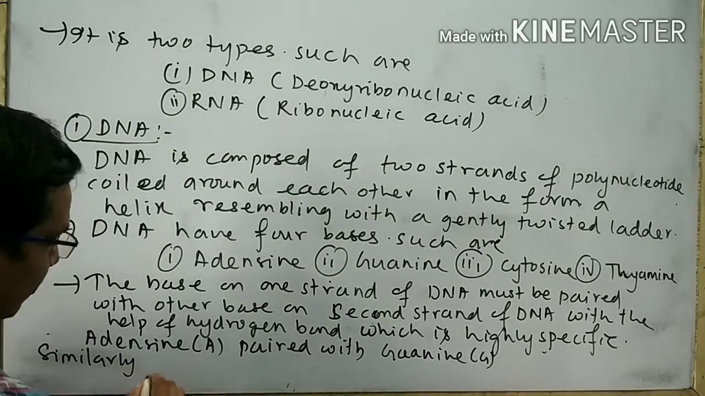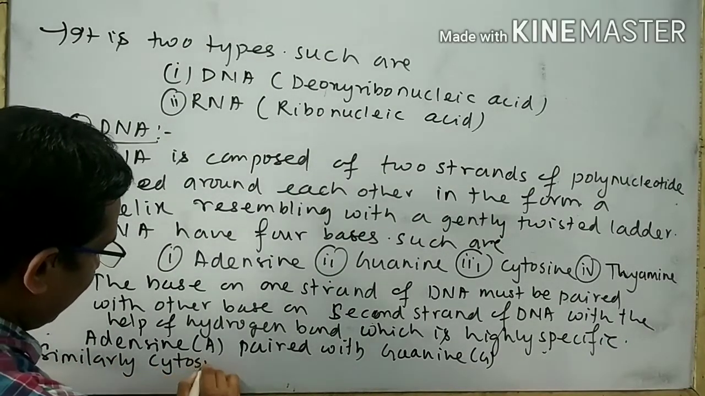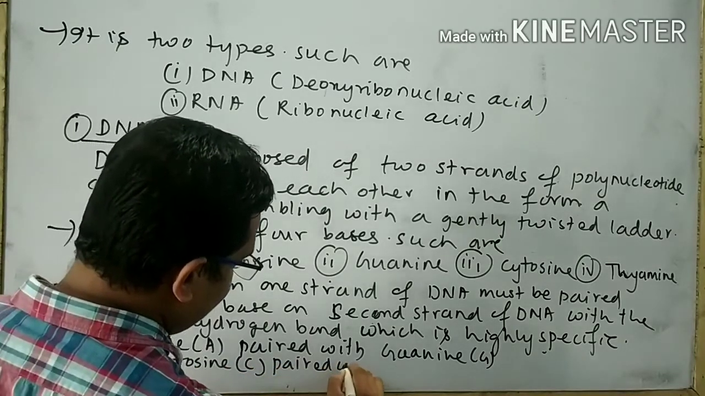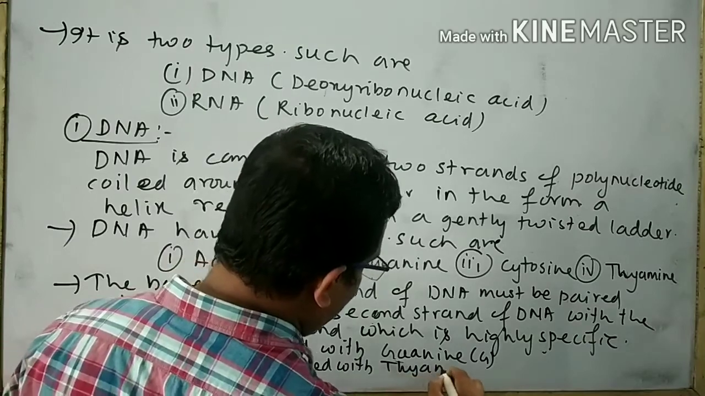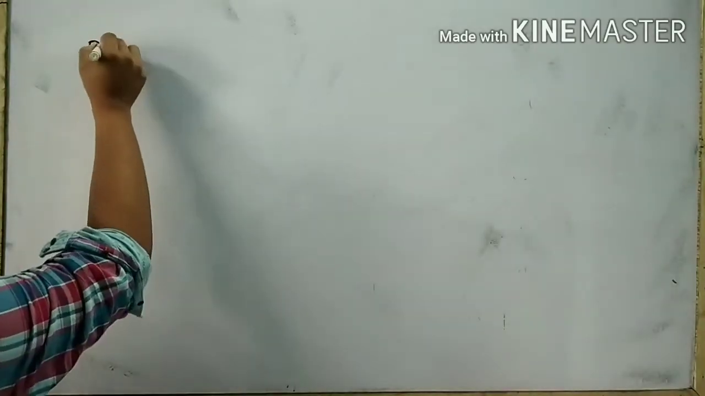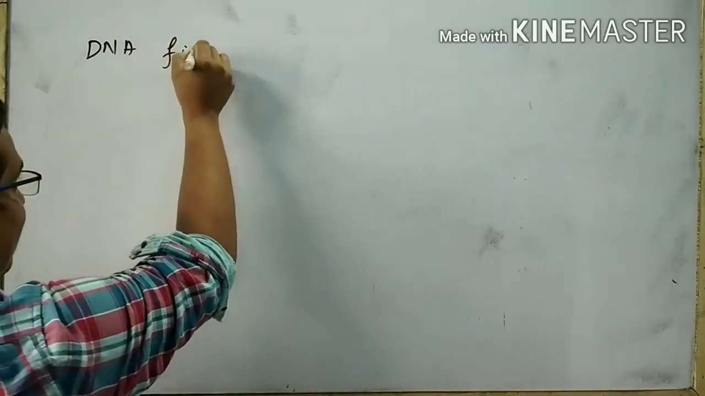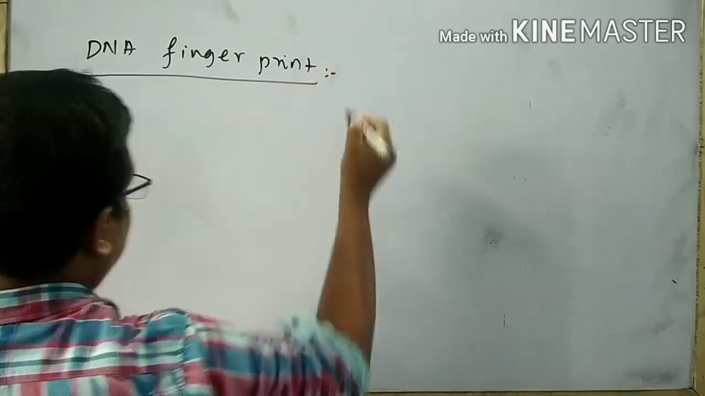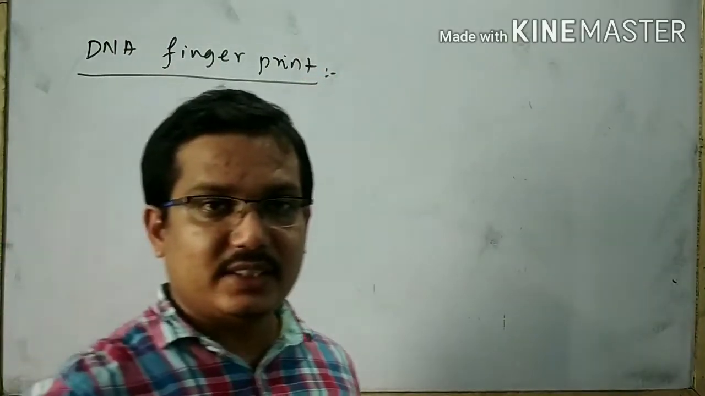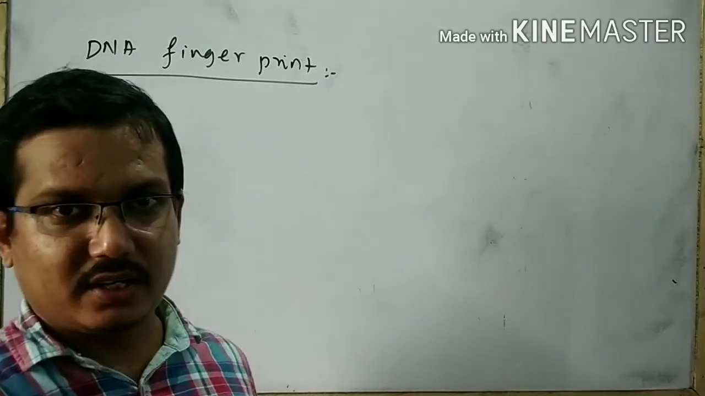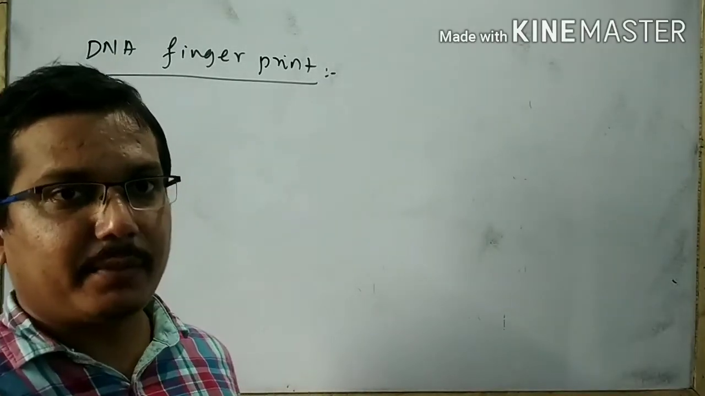Similarly, cytosine, that is your C, paired with thymine, that is your T. Next I will discuss the DNA fingerprint. It is very important in exam. The sequence of bases on DNA for a particular person is unique. That is called DNA fingerprint.